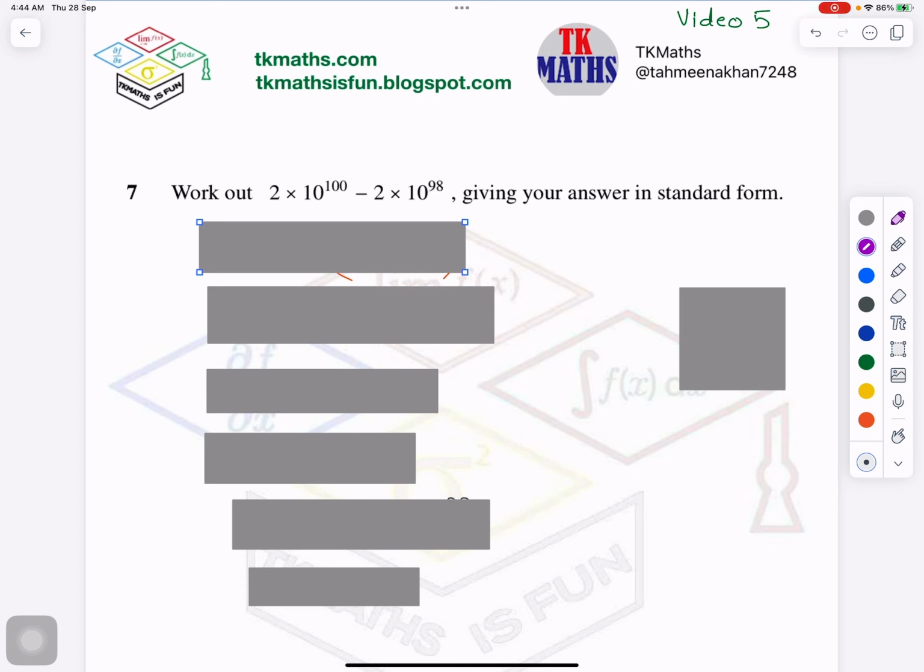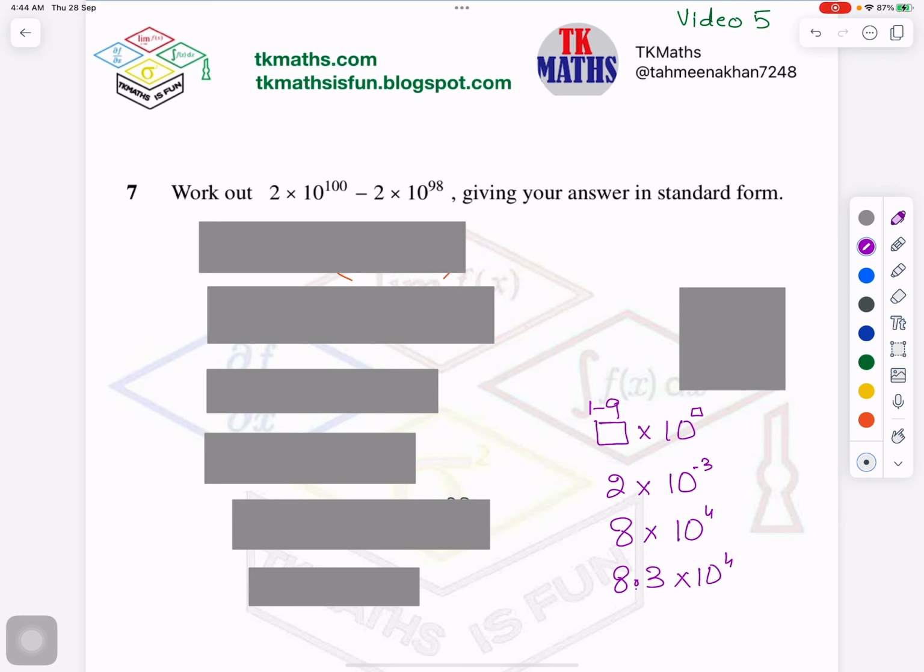So a standard form is the one in which you have a digit between 1 to 9 multiplied by 10 power integer. So for example, if I write 2 into 10 power minus 3, it's fine, it is a standard form. If I write 8 into 10 power 4, it is a standard form. So this type of number is called a standard form. If I write 8.3 into 10 power 4, it is a standard form.